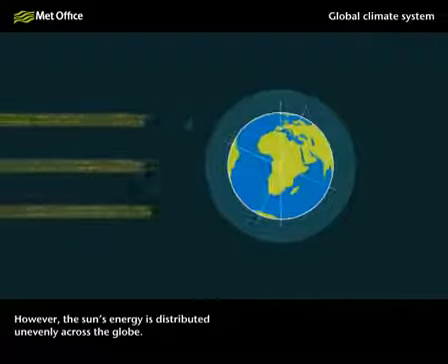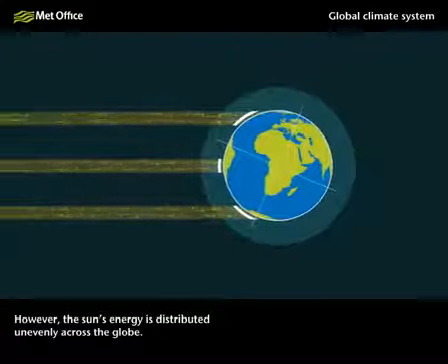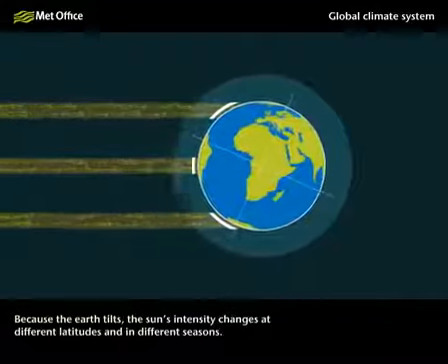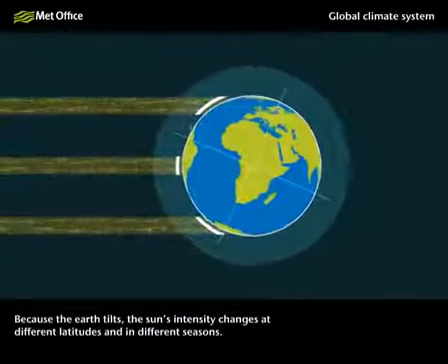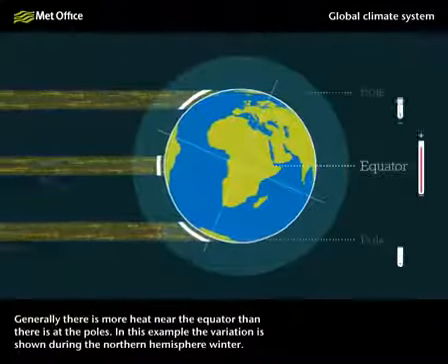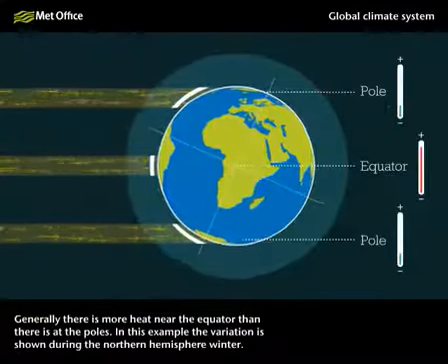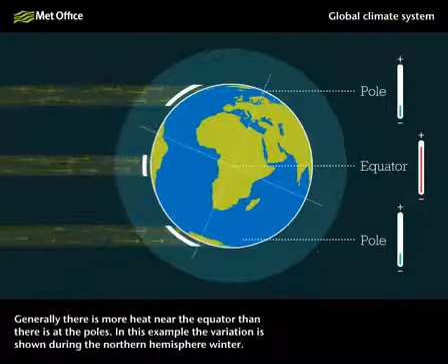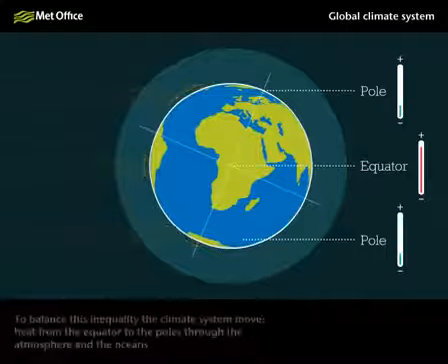However, the sun's energy is distributed unevenly across the globe. Because the Earth tilts, the sun's intensity changes at different latitudes and in different seasons. Generally, there is more heat near the equator than there is at the poles. In this example, the variation is shown during the northern hemisphere winter.